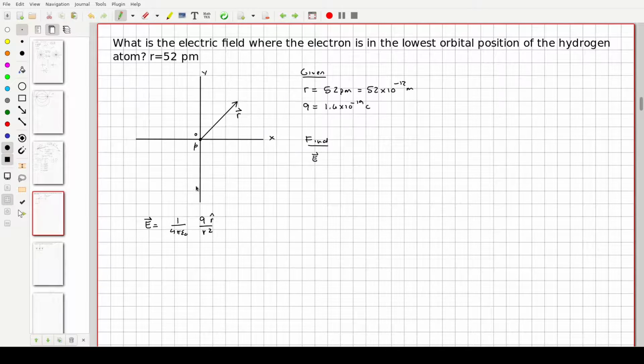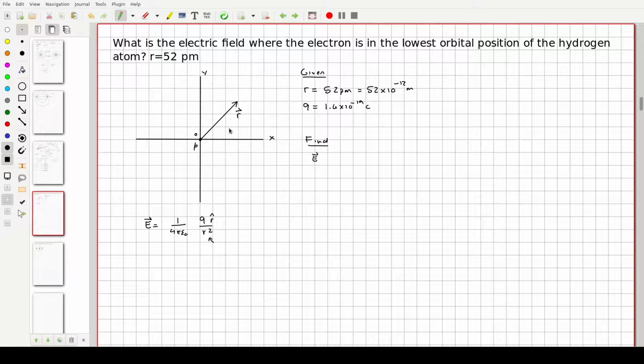And this is the form for a point charge's electric field. But look, this only depends upon r, that is how far away from the center you are. So if you were to draw a sphere here that had a radius of 52 picometers, centered on, of course, the proton, then the magnitude of the electric field at that point, all along the surface of that sphere, would be the same.